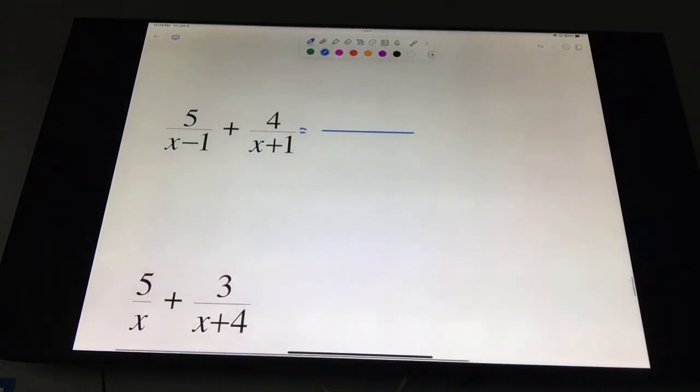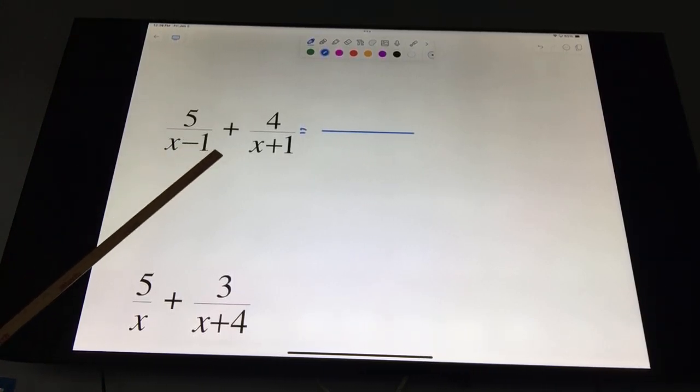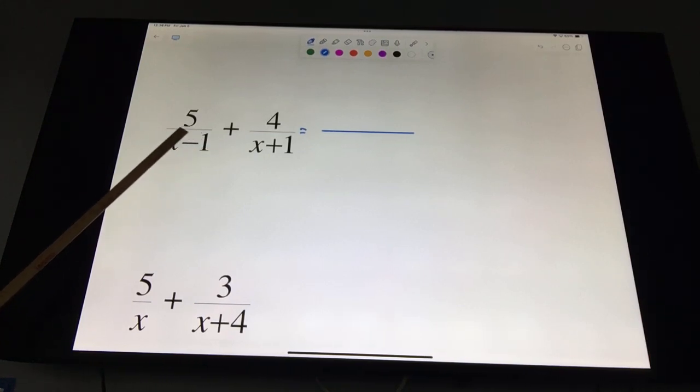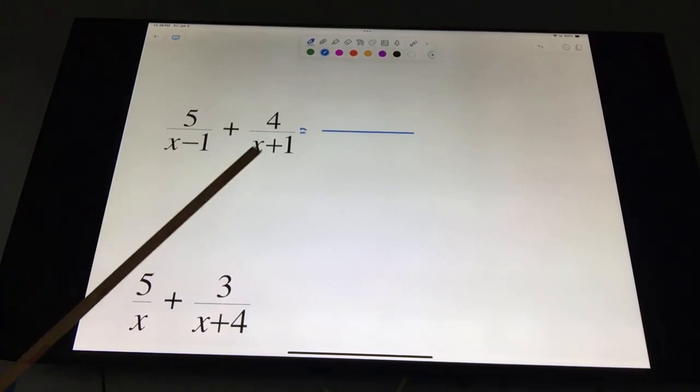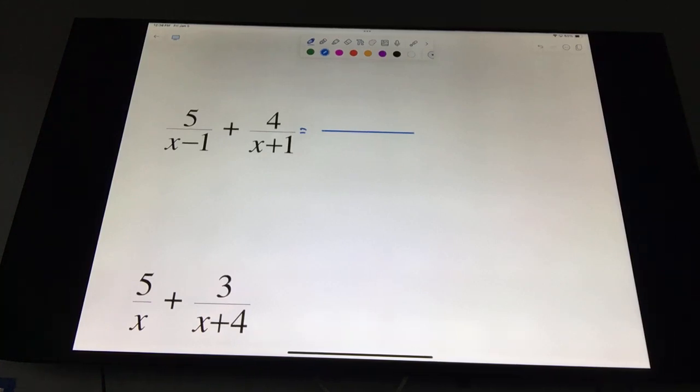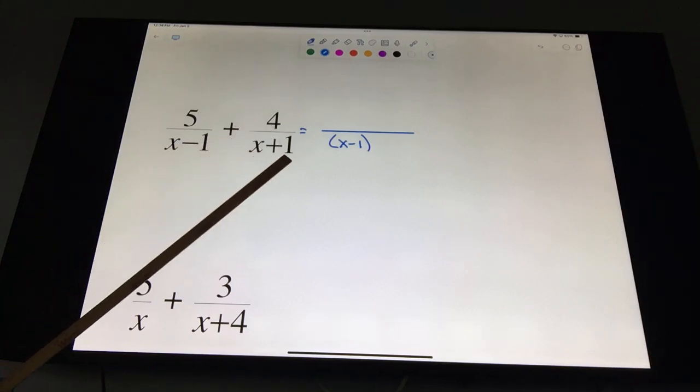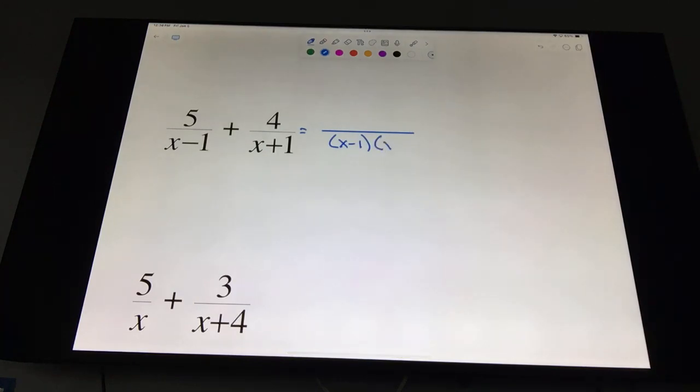Okay, I'm creating a common denominator. We have to make sure that everything's covered in the common denominator. So I start with the first denominator. I need to have an x minus 1 over here. So I go over there and I write x minus 1. And then I jump to the second fraction. I need to have an x plus 1. So I write that over there. So my common denominator is x minus 1, x plus 1.